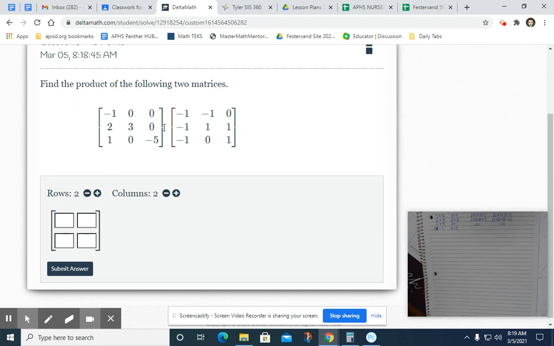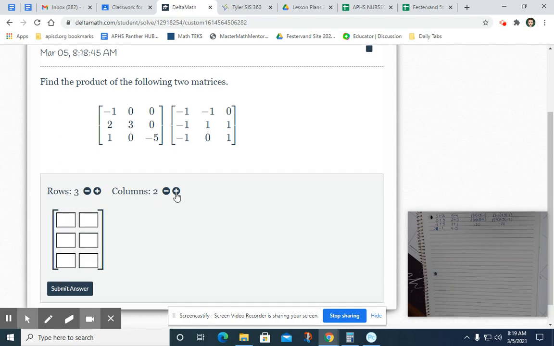So I want to find the product of these two matrices. So my end product is going to be a 3 by 3. So remember, when we're multiplying matrices, we're going to multiply the row by the column and add.